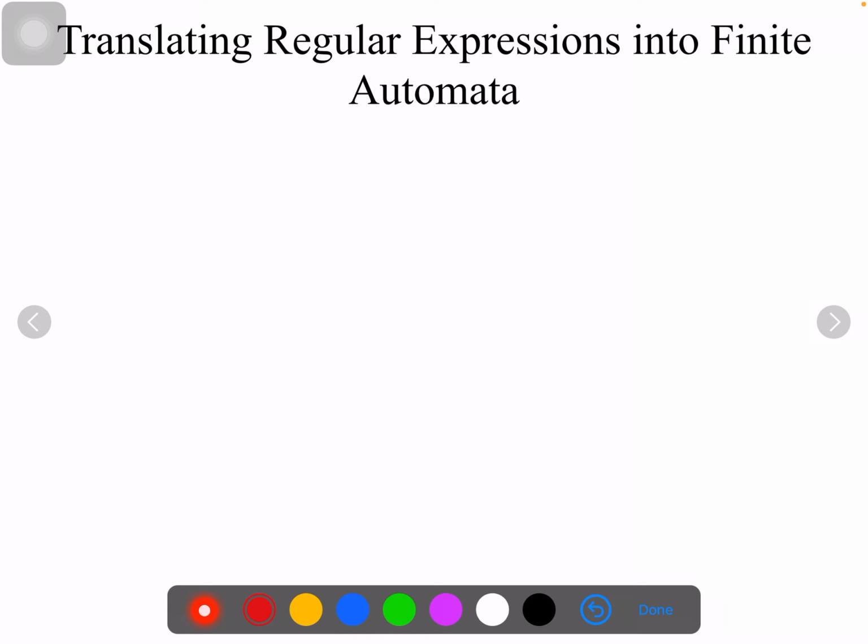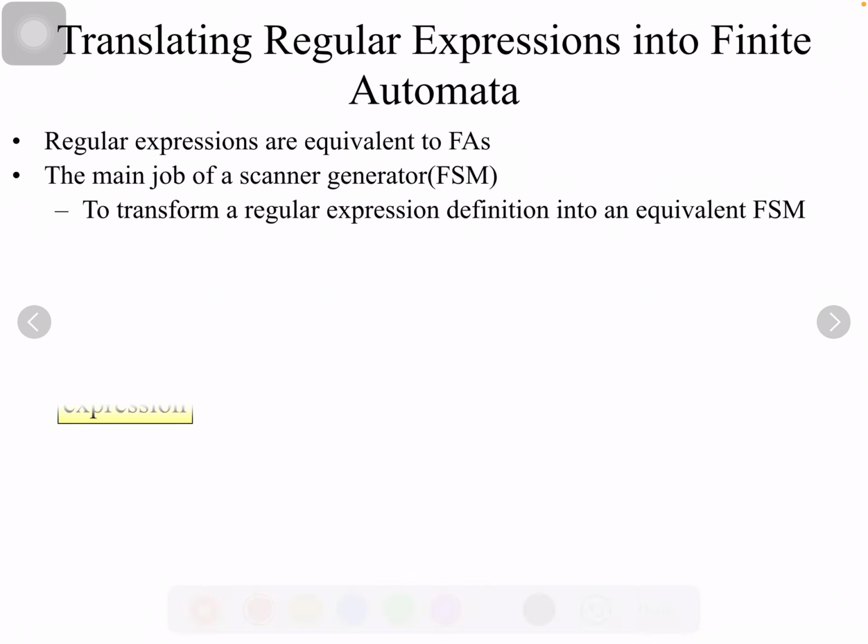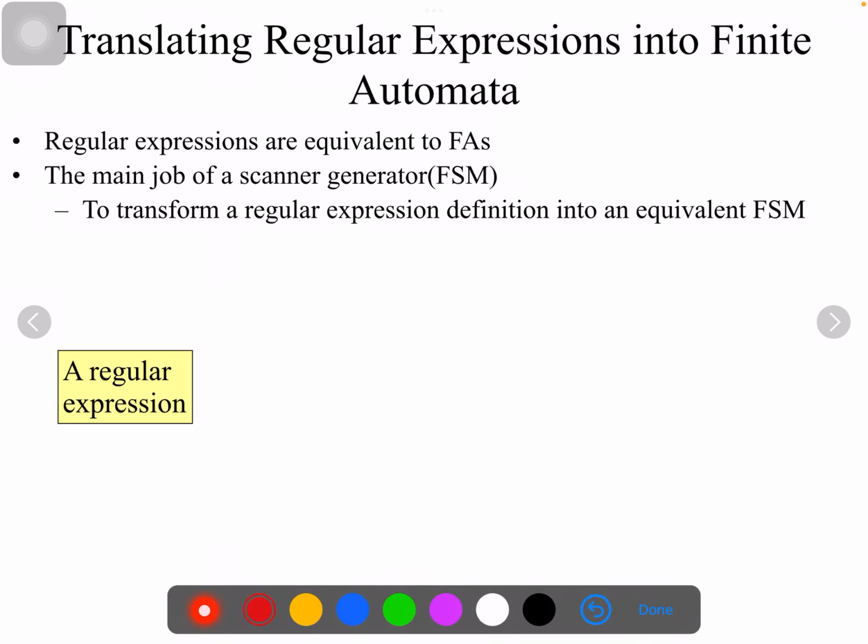See, translating a regular expression into finite automata is not quite challenging. It is much easier compared to the construction of NFA, DFA and all. First, understand what a regular expression is. If there is an expression given, you can convert it into finite automata, that is possible. And also if you have a finite automata, you can find the regular expression and vice versa, right?